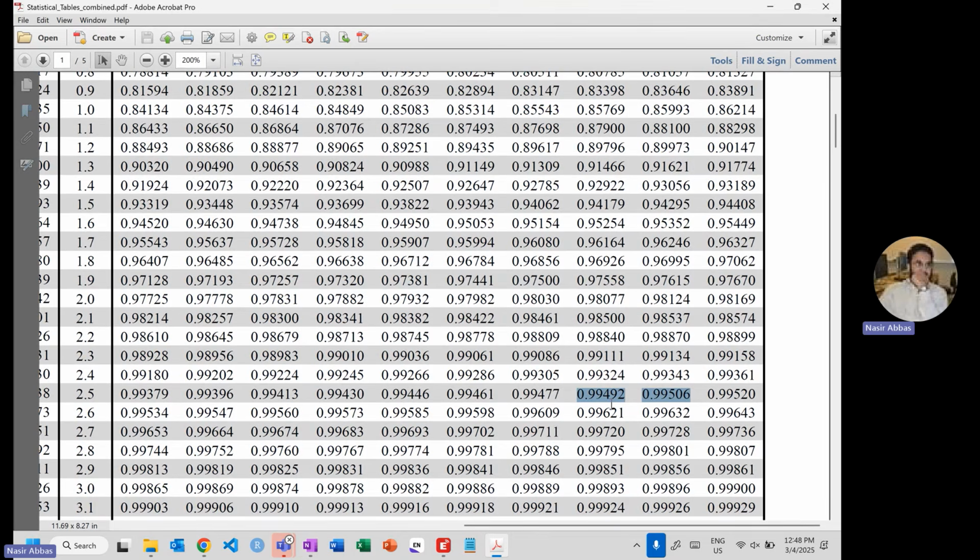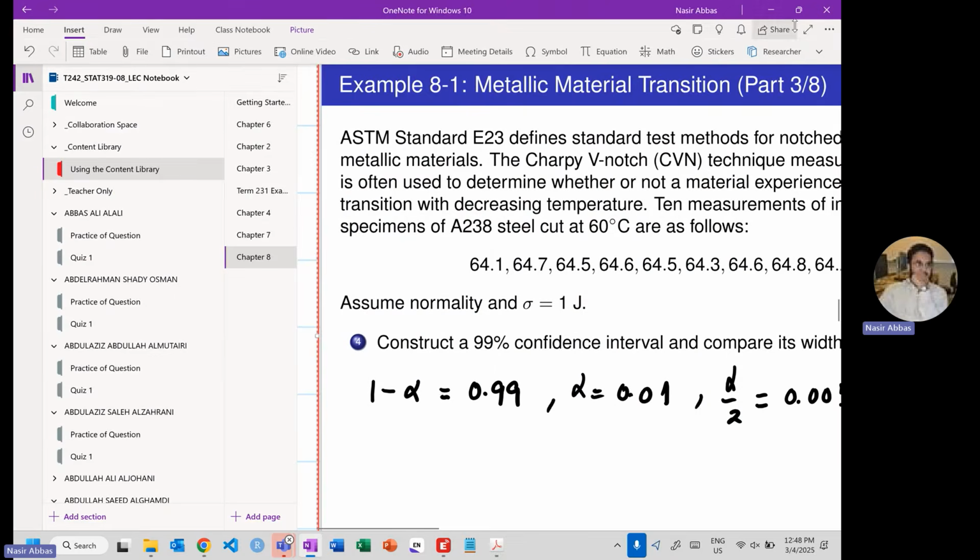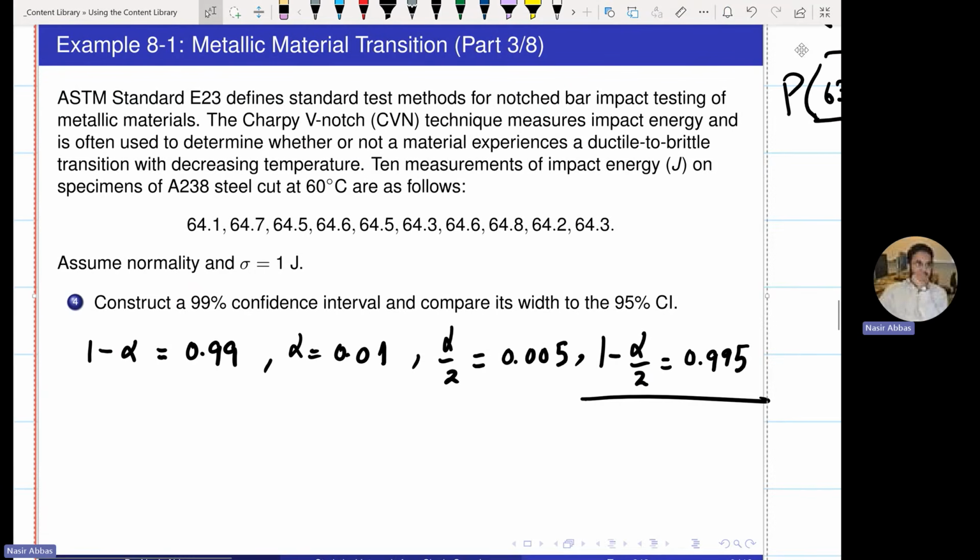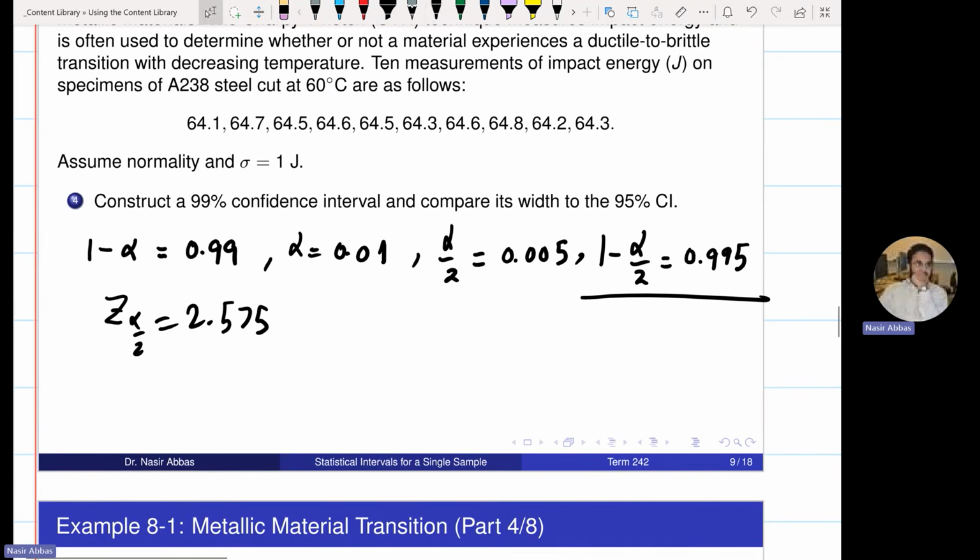This is around the middle of these two. You can take the second one. You can take even the first one. That is also okay. So take any one. I will take the middle one, which is more exact. So my Z alpha by 2 is 2.575. So I'll plug this into the interval and I get a confidence interval.